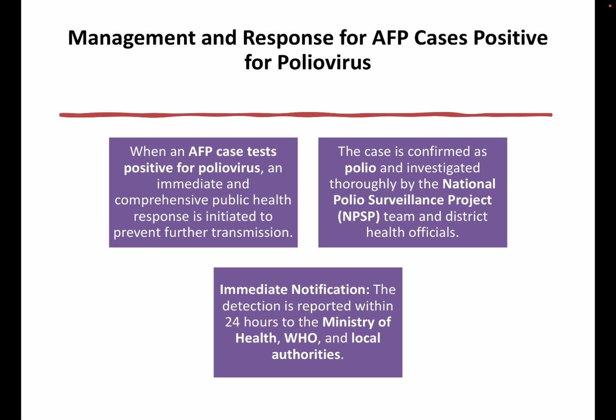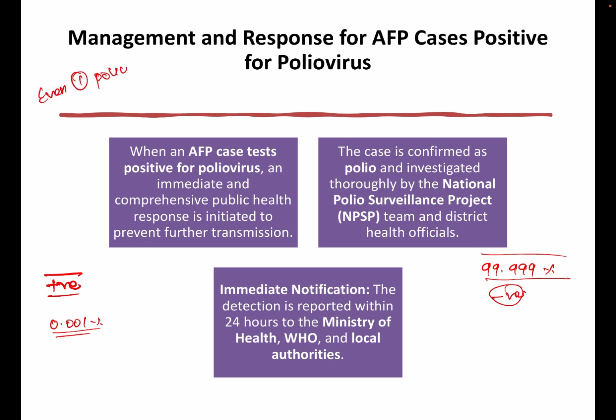Suppose the sample turns out to be positive, what are the things we are supposed to do? In general, 99.999% of the samples that are sent turn out to be negative. But for that 0.001% of positive cases, we have to be very alert. Remember, even a single case of polio anywhere in the world is a threat to everywhere in the world.